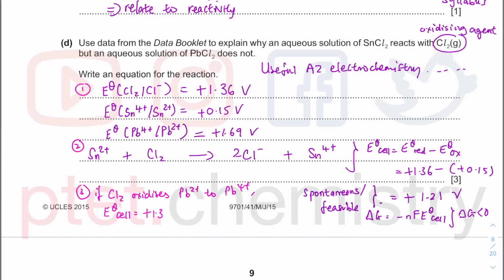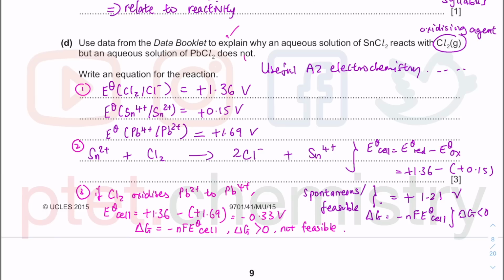So the E red is +1.36 from the chlorine, and then that is minus +1.69. As you can see, something smaller minus something bigger is going to be negative, and your calculator will show you something negative. So your delta G is minus nFE cell. n is the number of electrons transferred, which is 2 electrons. F is a positive Faraday constant. Minus and the minus will give you positive. So delta G will be greater than 0. This is not feasible, not spontaneous.